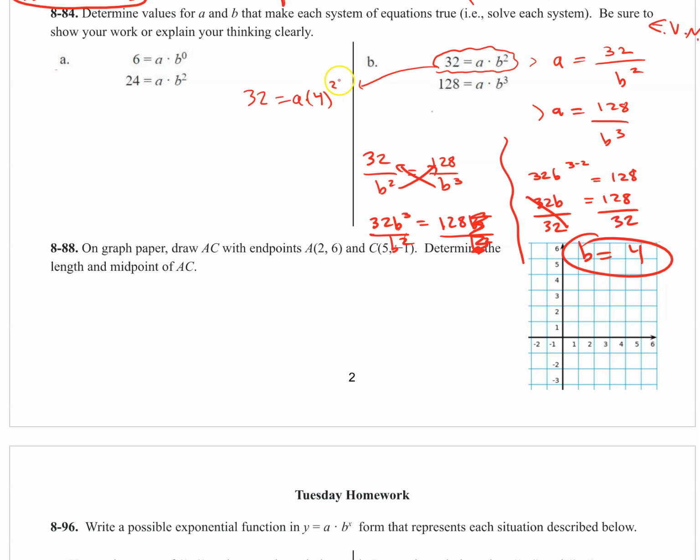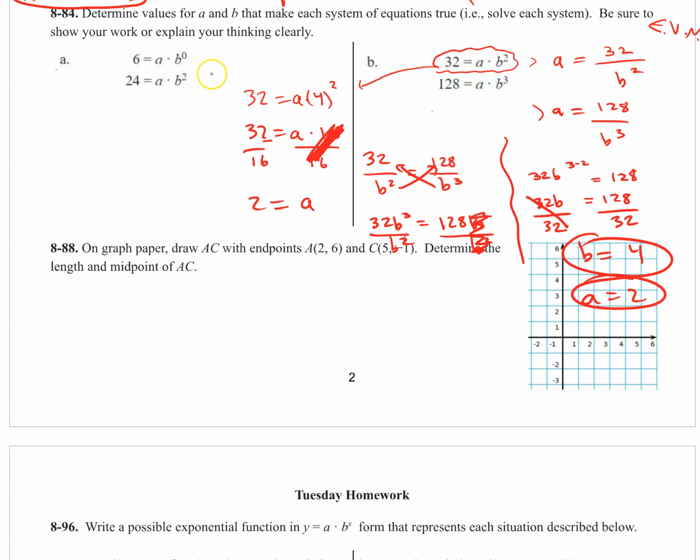All right, now because of PEMDAS, the order of operations, you always do the exponent first. 4 squared is 16, so a times 16 equals 32. I can divide both sides by that 16. That'll make a all by itself. And then 32 divided by 16 is just 2. Okay. Those are my solutions.